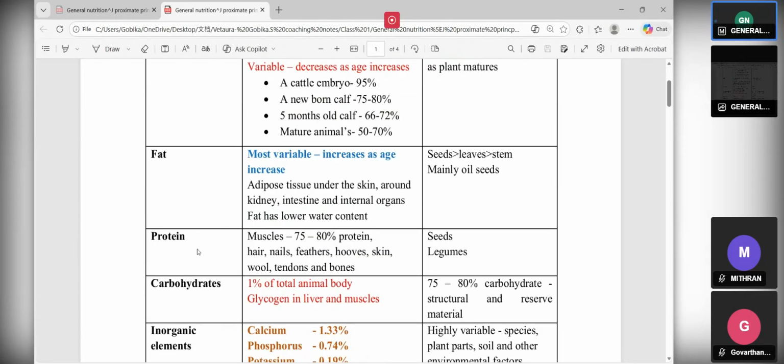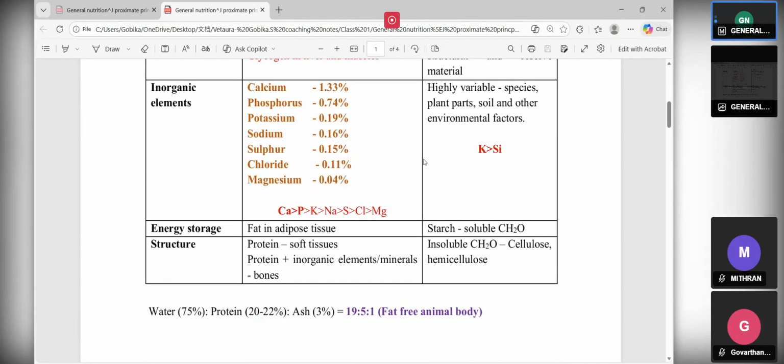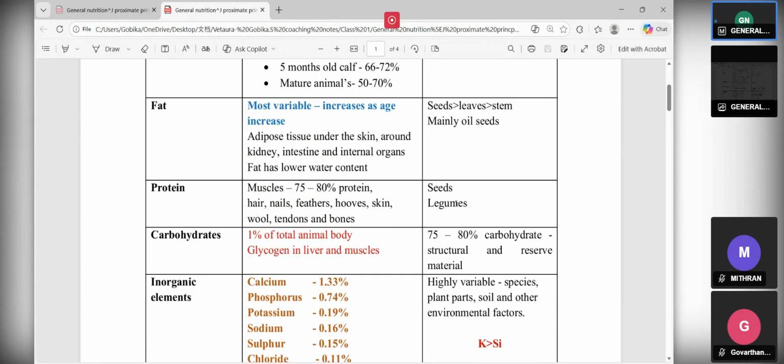Then coming to protein, we all know that muscle is mainly made up of protein, 75 to 80%. Other parts like hair, nail, feather, hooves, skin, wool, tendons and bones are also mostly made up of protein. Coming to plants, seeds are made up of protein, followed by legume plants, which are specifically known for their protein content.